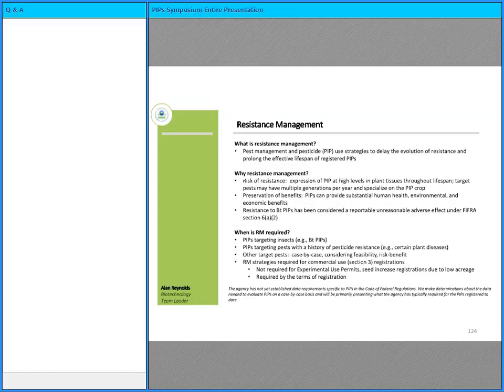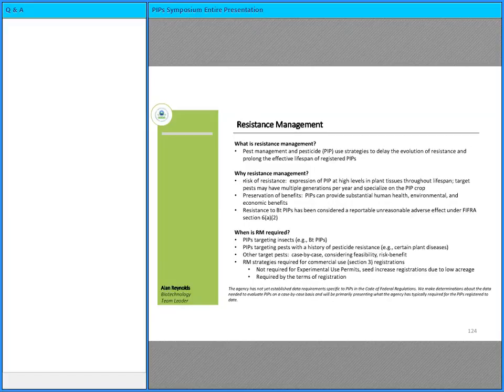And I'm going to be talking about EPA's activities with resistance management for plant-incorporated protectants. And I'll preface the presentation by stating that the vast majority of our resistance management experience with PIPs has been with BT crops and insects. But there are aspects of what I'll be talking about here today that I think will be useful for other types of traits and other types of target pests.